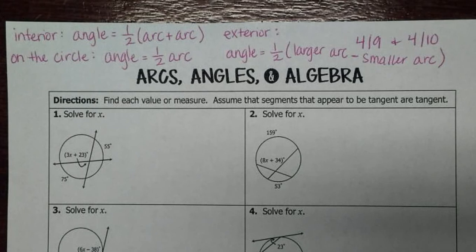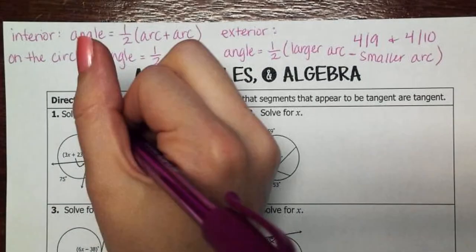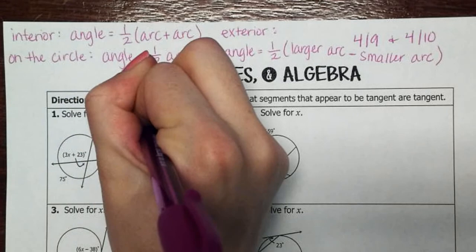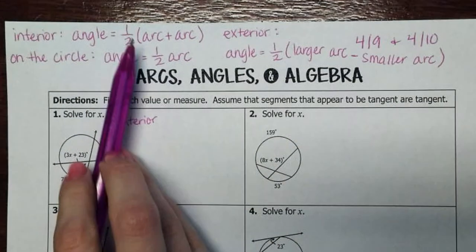Okay, so you should have that written now. And now we're going to look at the types of intersections that we have here. So we're going to solve for x. This is just throwing a little bit of algebra into what we were doing before. So on number 1, this is an interior intersection. The intersection happens on the inside. So you're going to use that first rule here.